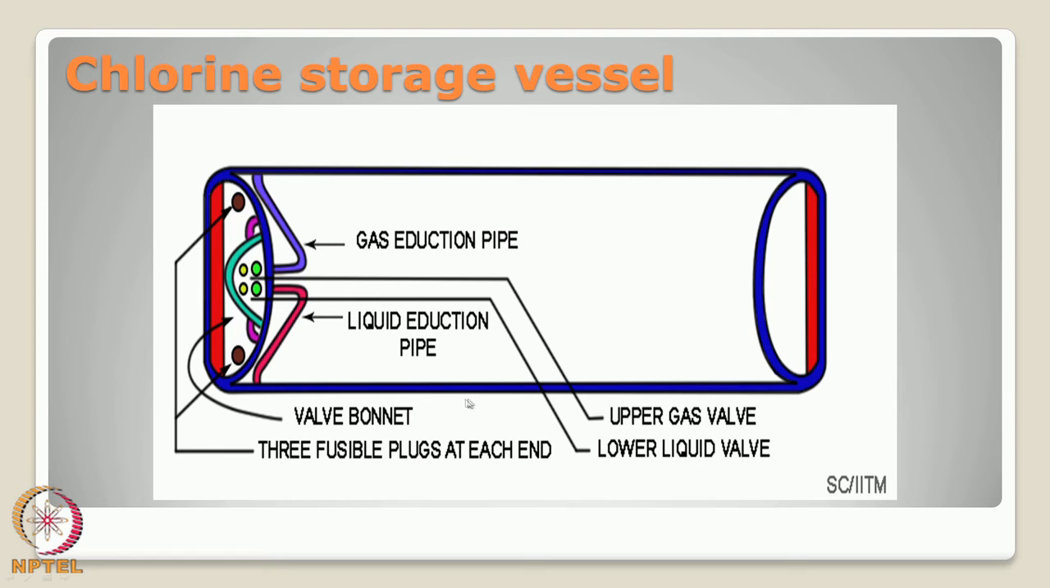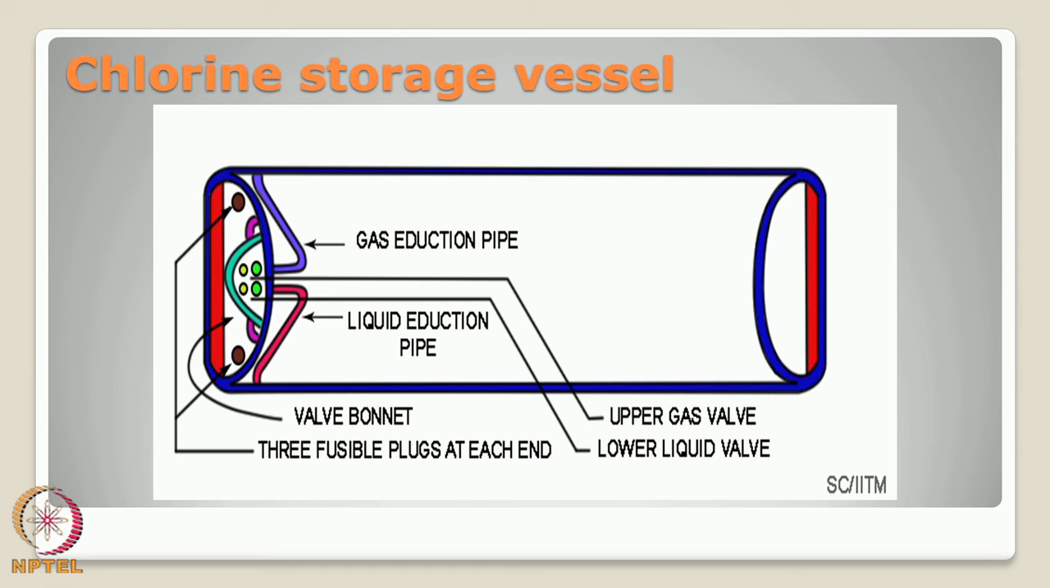Please pay attention to the screen now. You can see here the chlorine storage vessel, which is indicated in the figure schematically. It has a liquid ejection pipe and a gas ejection pipe, and there is a valve bonnet which controls the release from the cylinder. There are fusible plugs which are also used to seal the cylinder so that no leakage takes place, and there are gas valves. The upper gas valve is shown here, and the lower liquid valve is also there, in case, because of temperature difference, the liquid starts releasing from the cylinder, it can be arrested. So, that is the cylinder and that is the scenario we are going to discuss now.